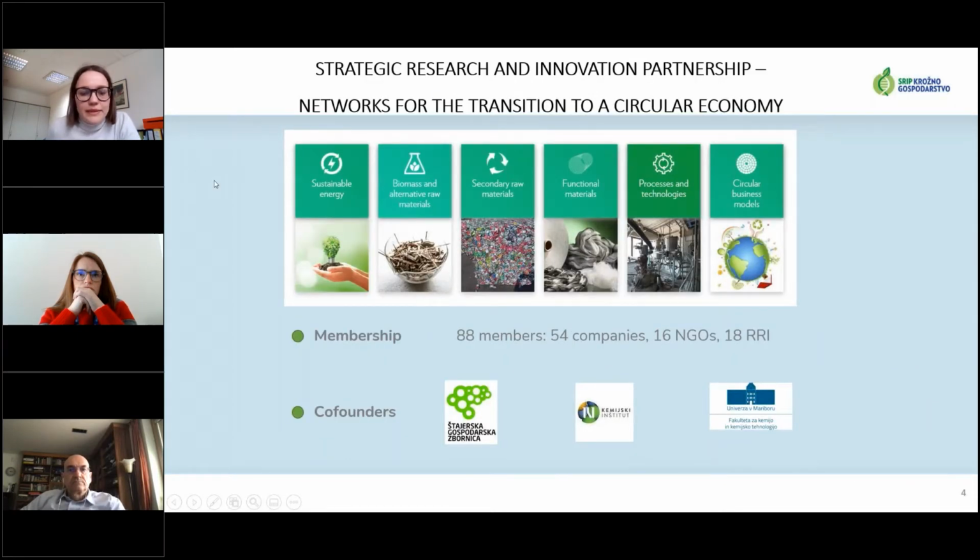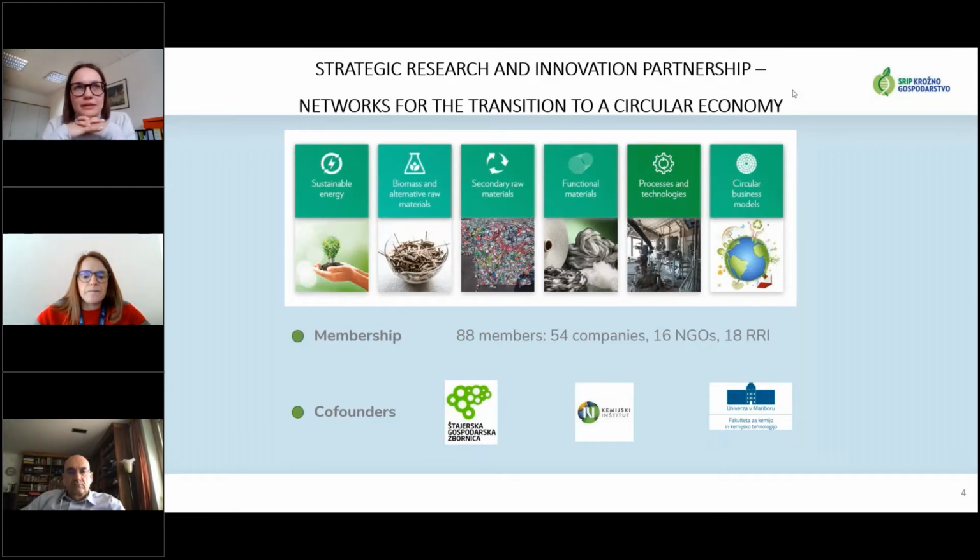So Slovenia established strategic research and innovation partnerships. Networks for the transition to circular economy is one of these partnerships, as tools for the implementation and the realization of the goals of the Slovene Smart Specialization Strategy. This means that we have 9 priority areas in the strategy and 9 strategic partnerships for the realization of the goals in these priority areas.